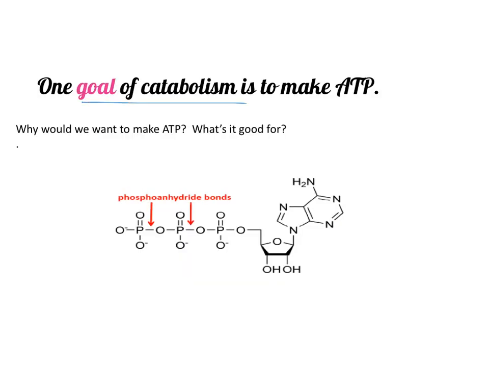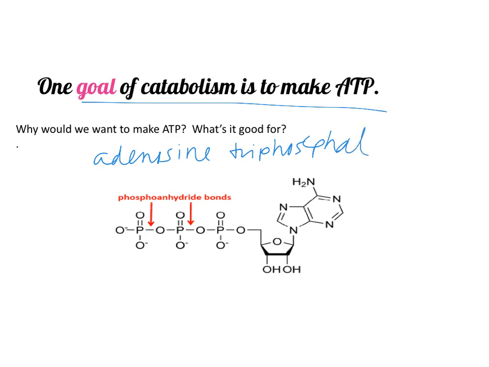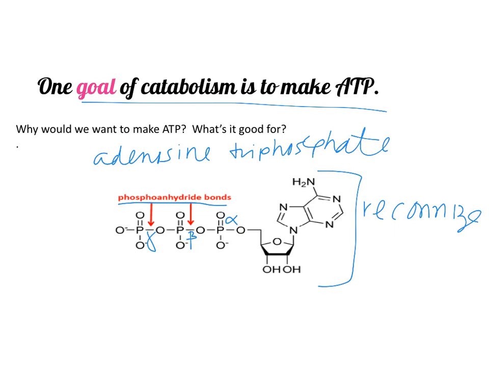Okay, so one goal of metabolism is to make ATP. ATP stands for adenosine triphosphate. And I have a molecule of ATP here. You don't have to be able to draw this. You should recognize it though. And it has 3 phosphates. That's why there's a tri. And the bond that connects the phosphates is called the phosphoanhydride. The phosphate that's closest to the sugar is the alpha, and then beta, and then gamma.